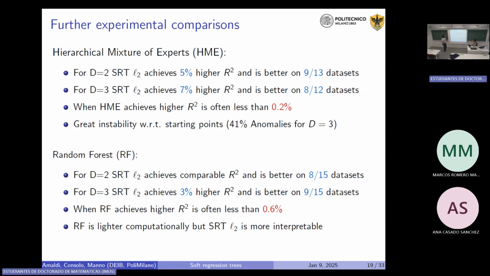We did other comparisons, as usual. We tried to compare with other models. We did it with the HME, that is another model that can be seen as a soft tree. We also did it with random forest, a classical ensemble of tree models in machine learning. And the message is that we are able to achieve a higher level of accuracy on average. And in comparison with random forest, since we are dealing with just one tree, it is more interpretable than a forest, because random forest is an ensemble of a lot of decision trees. Univariate, so easier to interpret, but a lot of them.